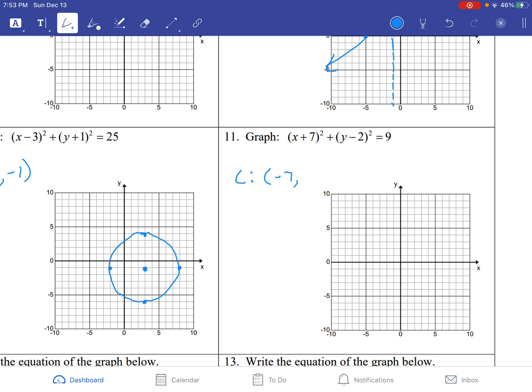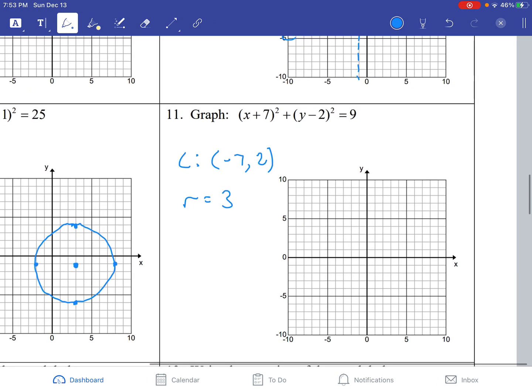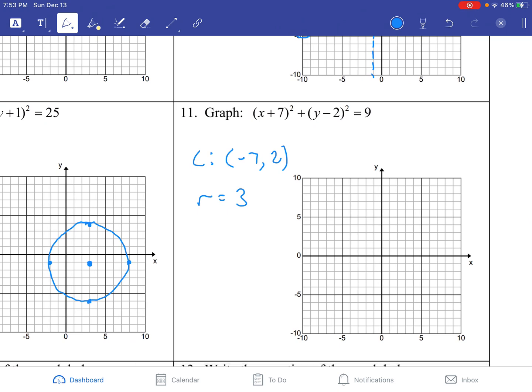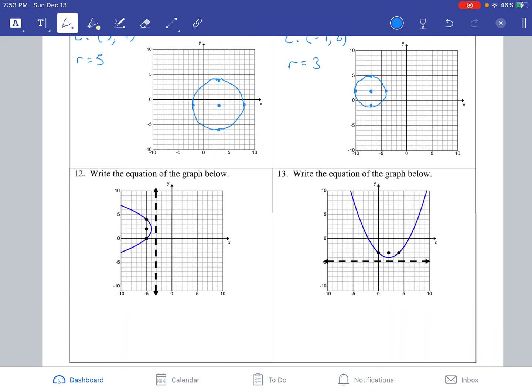Next, same idea. Center is going to be at -7, 2. The radius is going to be 3. So -7, 2. 3 up, 3 down, 3 to the right, and 3 to the left. There we go.